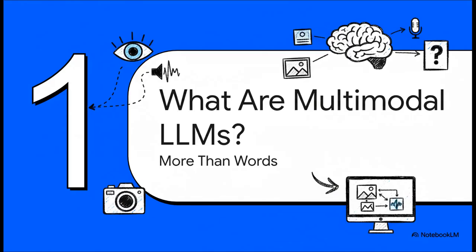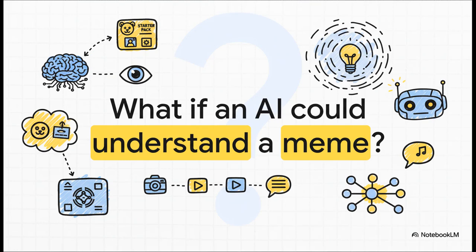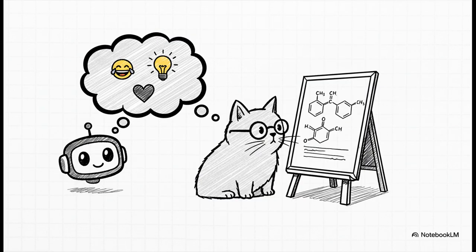What exactly is a multimodal LLM? And why should you care? Why is this such a big deal for AI? Let's frame it like this, with a question that really cuts to the chase. What does it actually take for an AI to get a meme? Not just see it, but understand it. And believe it or not, this is real. This is happening right now.